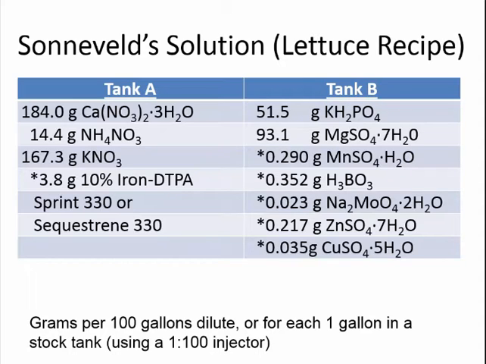Then I want to mention the lettuce recipe that we've used extensively in our controlled environment agriculture group at Cornell University. This is a Sonneveld solution, the lettuce recipe from Sonneveld. This recipe uses 11 different ingredients, and by having those 11 different ingredients, you can almost individually cater those different nutrients.